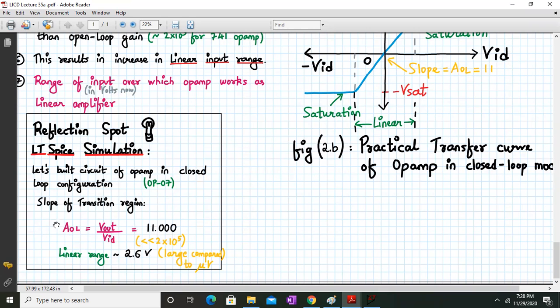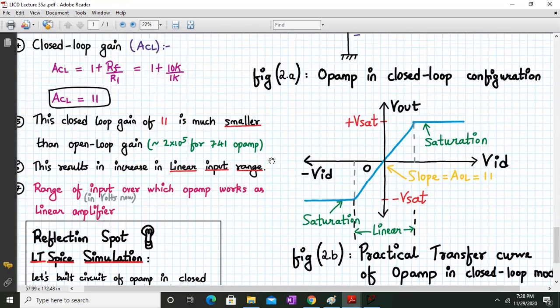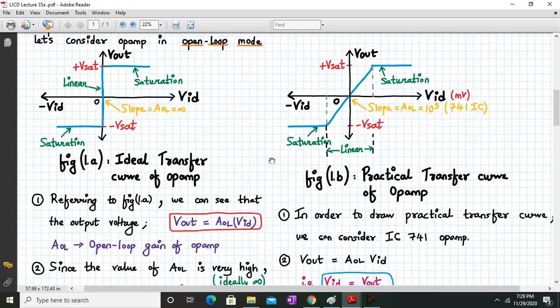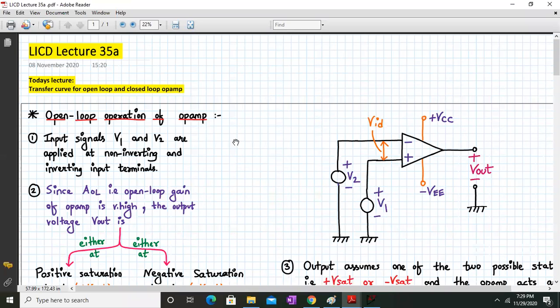Okay. Here there is only one mistake. Instead of AOL, I should have written over here ACL, because this is the closed loop gain. Okay, so we have come to the end of this topic. We have seen in today's lecture two topics, that is the transfer curve for open loop configuration and the transfer curve for the op-amp in the closed loop configuration.